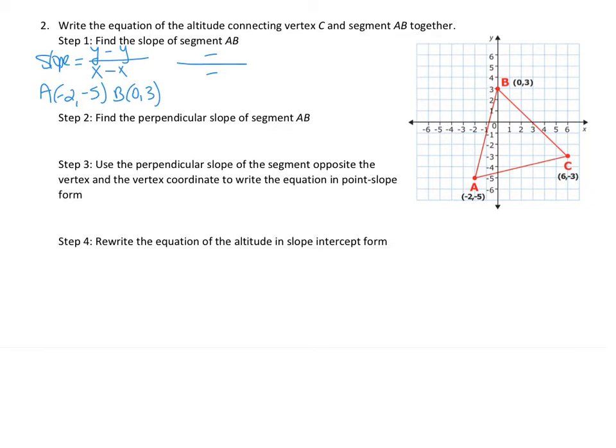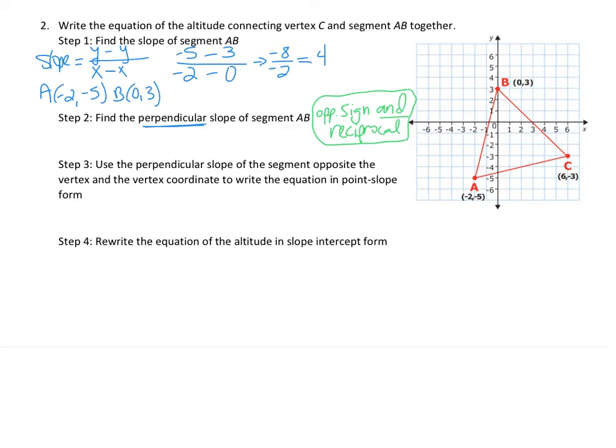Remember, the y's are on top, x's are on the bottom when we subtract. And if we go -5 minus 3 on top, then we have to put the -2 first and then our 0. We have -5 minus 3 is -8. -2 minus 0 is -2, and when we reduce that, it gives us a 4. So our slope to begin with is 4, but now we need to find the perpendicular slope.